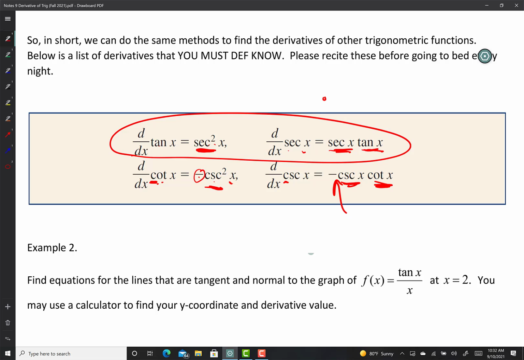about how to structure your brain? The derivative of tan is secant squared. What's the derivative of secant x? Secant x tan x. What's the derivative of secant x? Secant x tan x. Before you know it, you're going to be like, oh yeah, the derivative of secant x is secant x tan x. Cool or not cool? Cool.